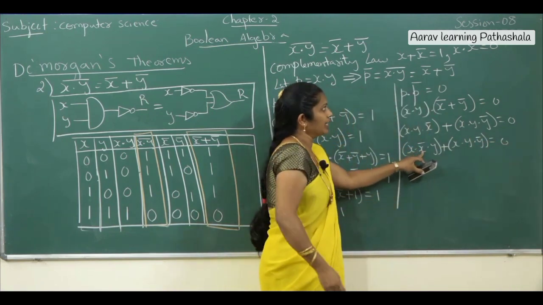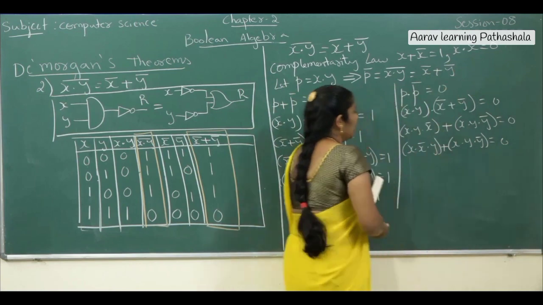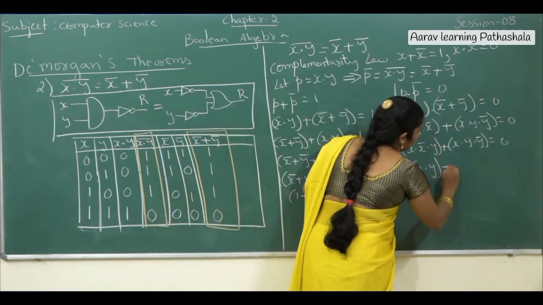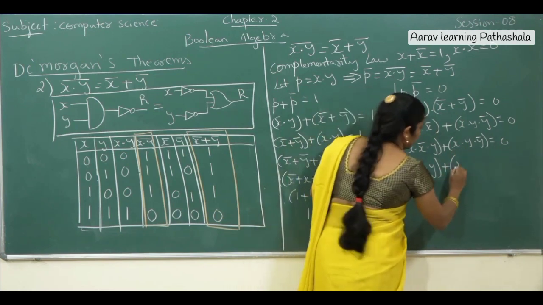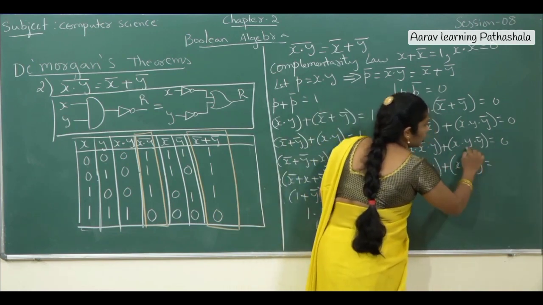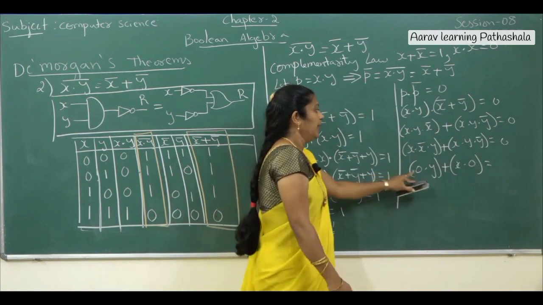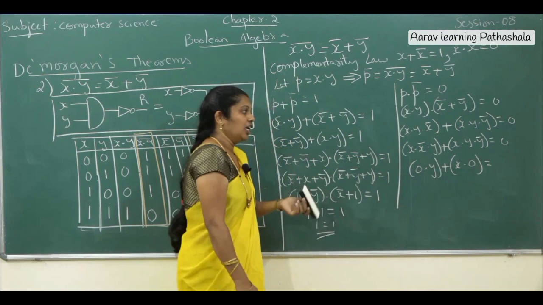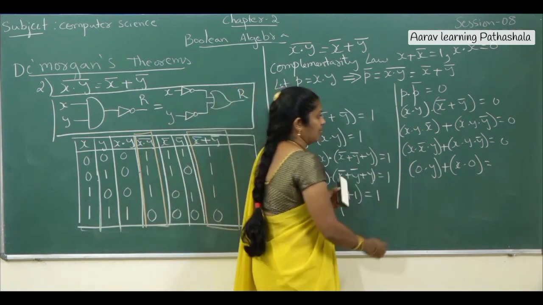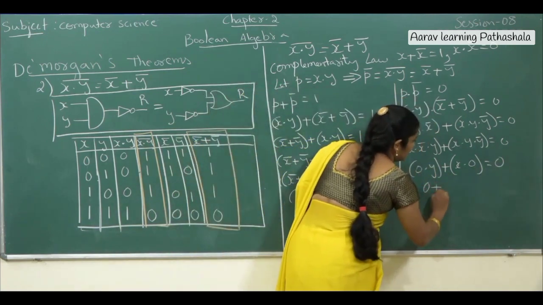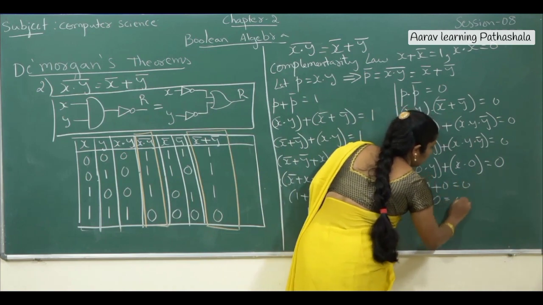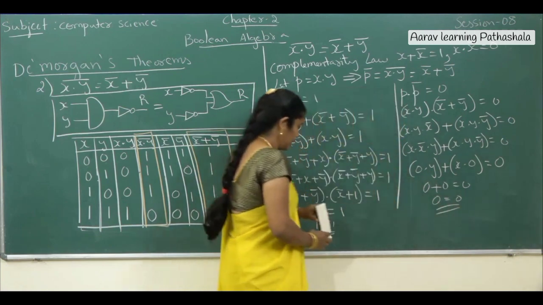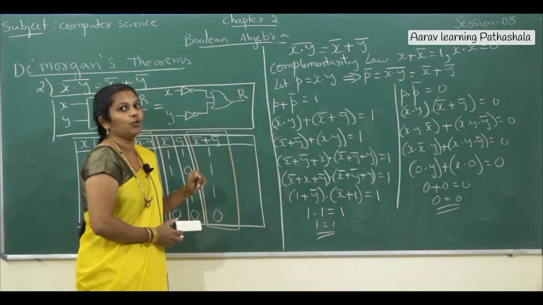We know that x into x bar, by the complementarity law, is nothing but 0. So 0 into y plus x into 0, because y into y bar, once again, is 0. 0 into any variable: we have the law of multiplication. In the law of multiplication, 0 into x is nothing but 0 only. That's why 0 plus 0 equals 0. Both values 0 plus 0 is nothing but 0. From this I can say that the right hand side value equals the left hand side value.